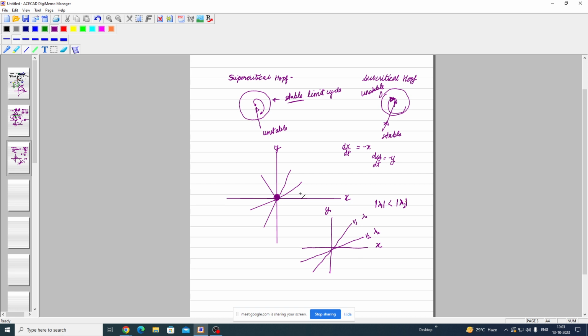Please notice it is the magnitude, not lambda 1. So in this case, all the flow lines approaching the fixed point will approach and be tangential to v1. So whether it's an attractor or a repeller, all the flow lines will be tangential to this particular eigenvector.